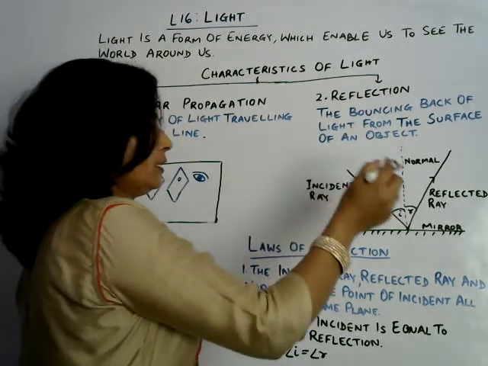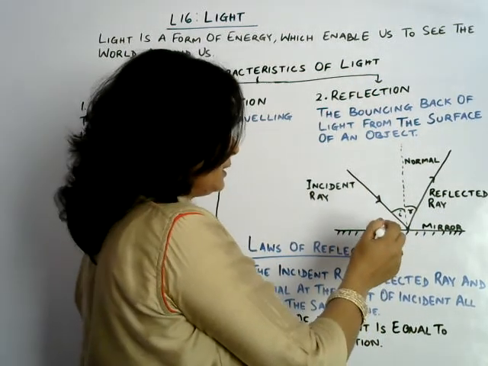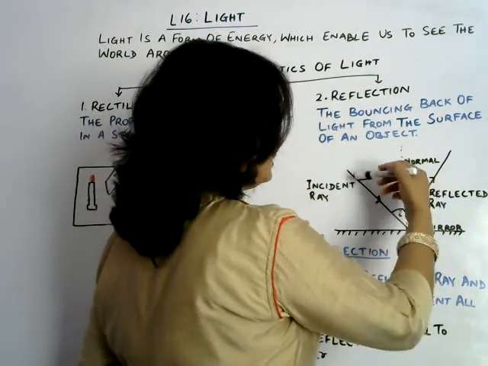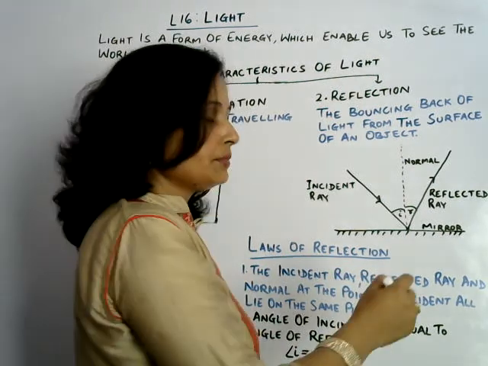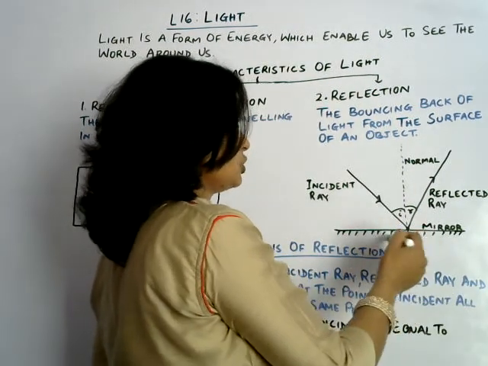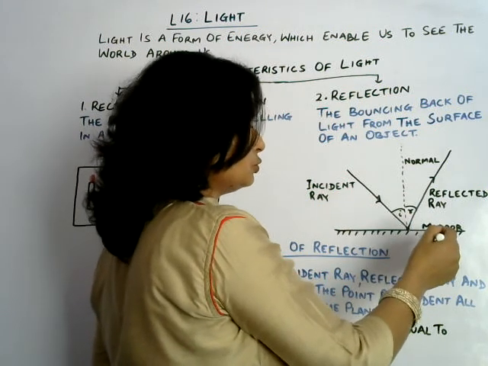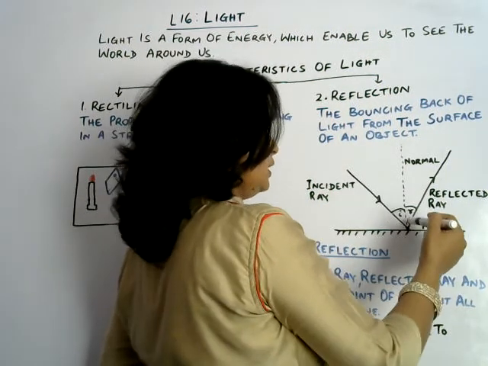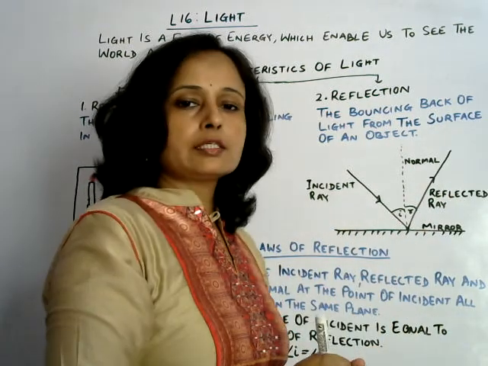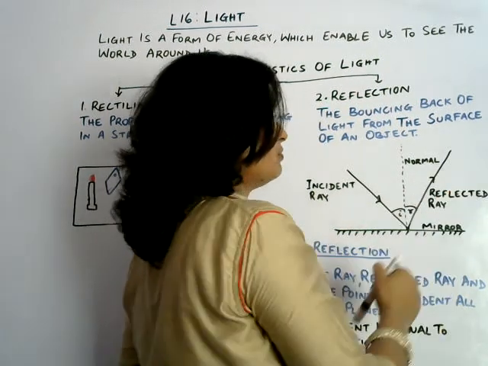Look at this diagram. This is a plane mirror. When light rays fall on a plane mirror, that ray is called the incident ray. Then it bounces back and deviates its path. Why? Because there is an obstacle. It can't pass through this because this is an opaque surface, but it is smooth as well, so it has to move back. This bouncing back is called reflection of light, and this ray is called the reflected ray.